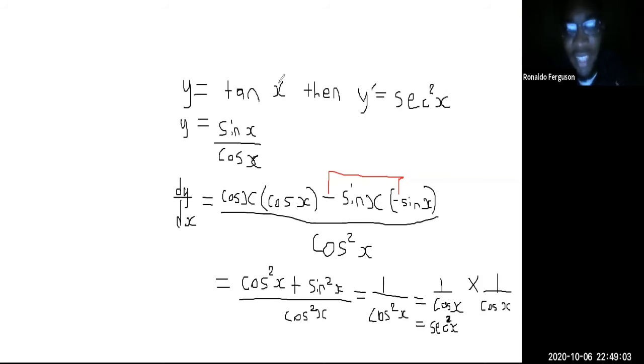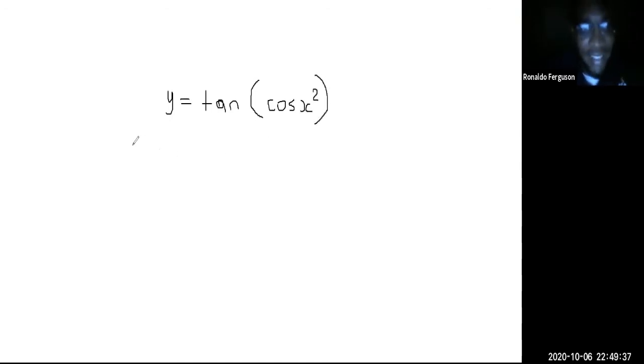Oftentimes you're not going to get just x. Oftentimes it's going to be a function of x. And so then it would be y prime is sec squared of the function of x times f prime of x. Let's look at an example. Let's say, for example, I tell you y is equal to the tan of cosine x squared. What would be dy by dx?